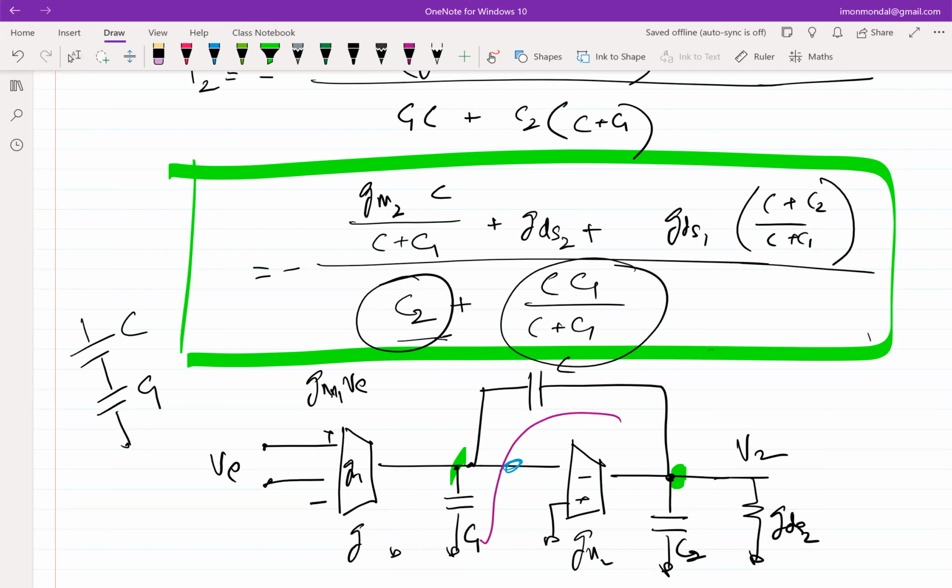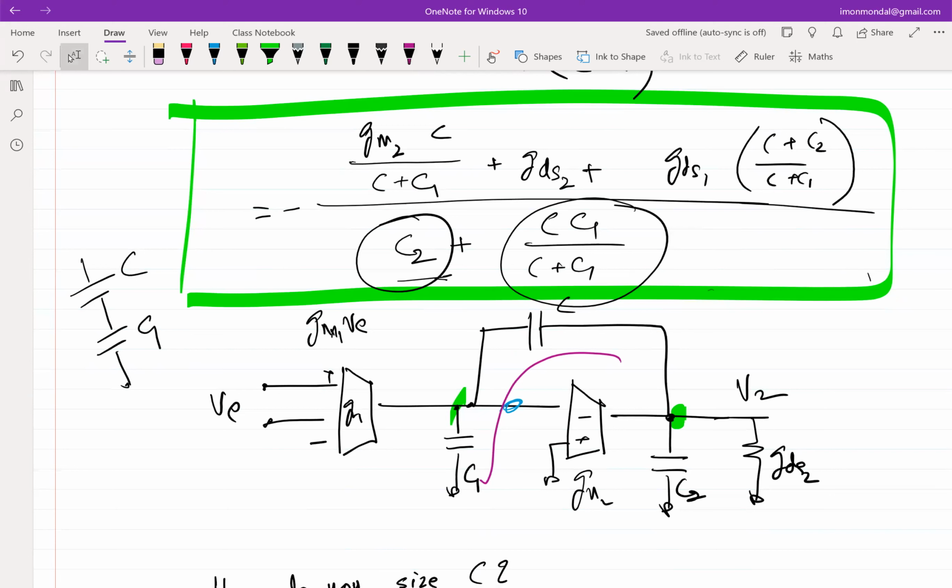Okay, so if you disregard GDS1 and you try to find out the impedance from the outside on that side, if you try to figure out the impedance from this side, you will have some current flowing through this, correct? And that current will be Z out by C1 by C plus C1. Okay. So if I put a V test here, the current that will flow through this will be C1 by C plus C1 S times V test.